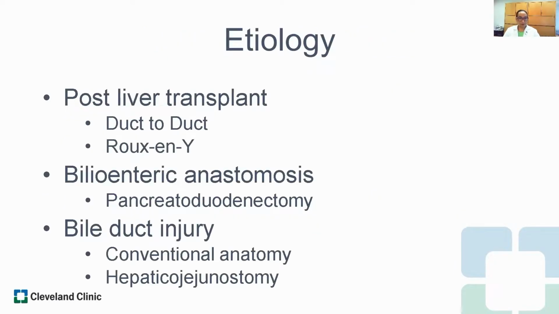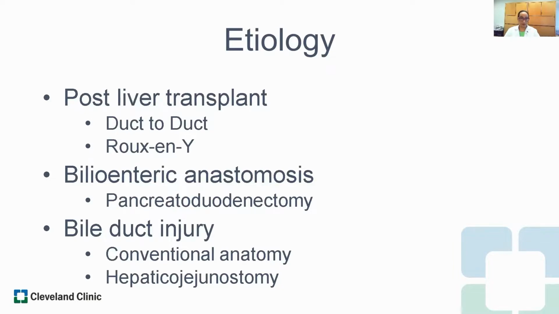As most of us know, the three most common scenarios that we encounter in our endo suites with a patient coming in with an anastomotic stricture are, first, the post-liver transplant patient population, either with duct-to-duct anastomosis or those who have Roux-en-Y anastomosis. Second most common scenario is those who have bilioenteric anastomosis, and common post-operative patients being those who had Whipple operation or pancreaticoduodenectomy. And finally, those who are coming in with bile duct injury, most commonly sustained during cholecystectomy.